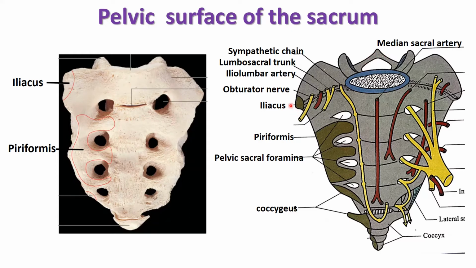A rough part on the ala of the sacrum gives attachment to the iliacus muscle. Iliacus muscle you have studied in the lower limb, takes its origin mainly from the iliac fossa and its distal attachment is on the lesser trochanter of the femur.